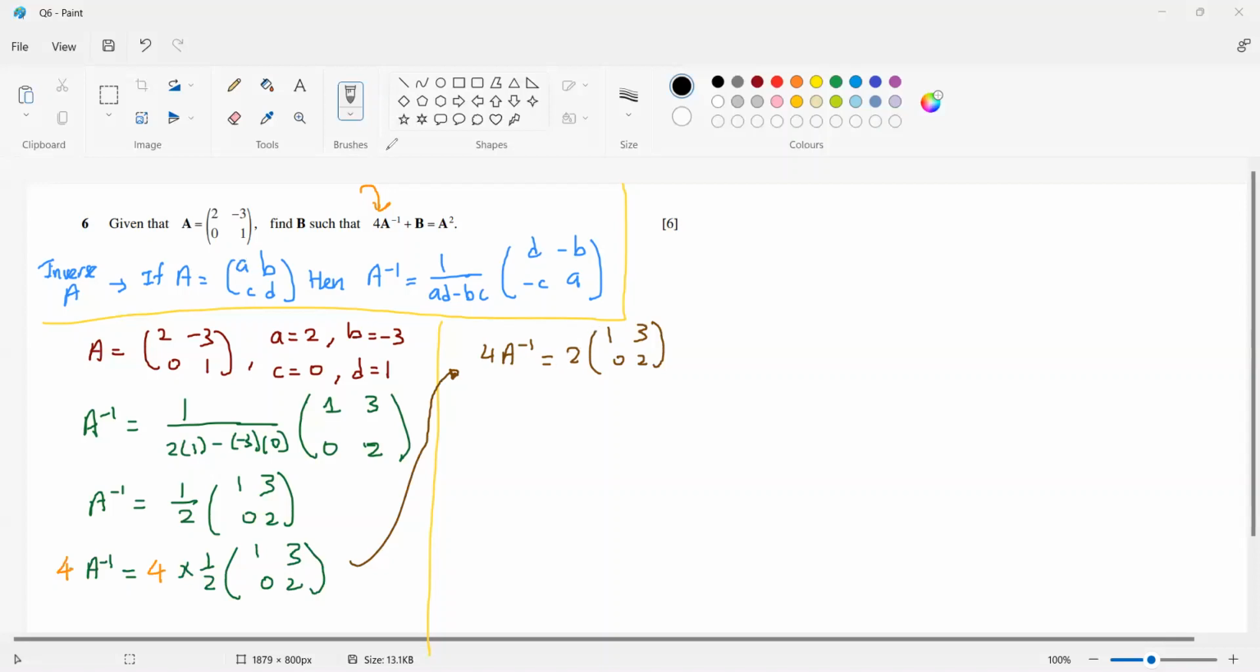In this step, you need to multiply the 2 to each of the terms. It's like a giant bracket; you can think of it like that in matrix form. So that means this would yield the 4A inverse part as 2, 2 times 3 is 6, 2 times 0 is 0, 2 times 2 is 4.